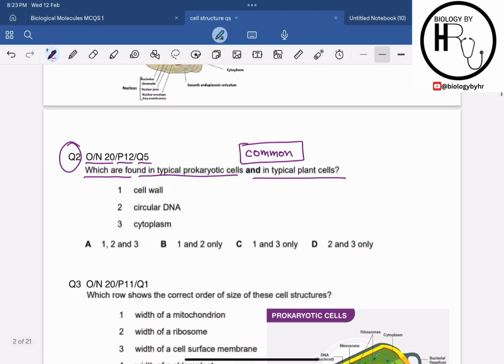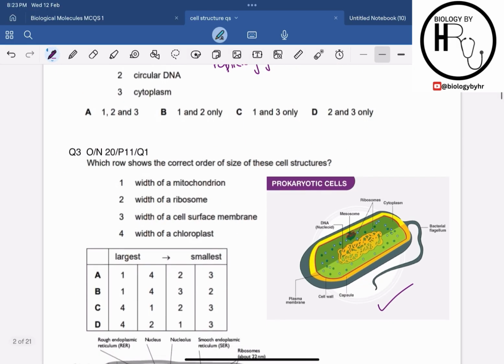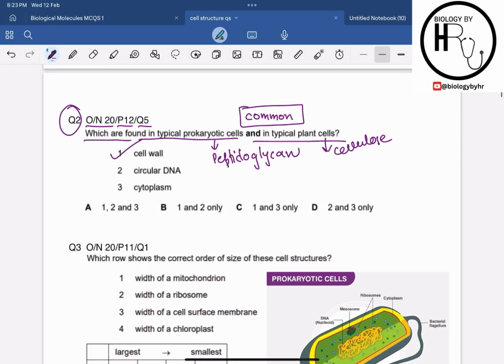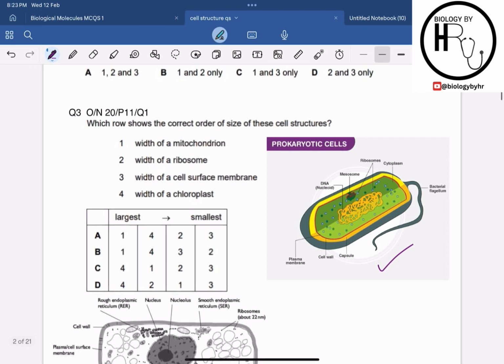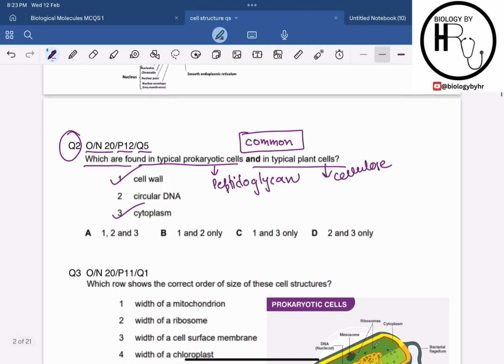So we know that prokaryotic cell has a peptidoglycan cell wall, and typical plant cell has a cellulose cell wall, right? So cell wall is found in both. Cytoplasm obviously is found in both. Now if I talk about the circular DNA, we know that in the prokaryotic cells the plasmids are found, right? Plasmids are the circular DNA. So plasmids are found in the prokaryotic cells, right?